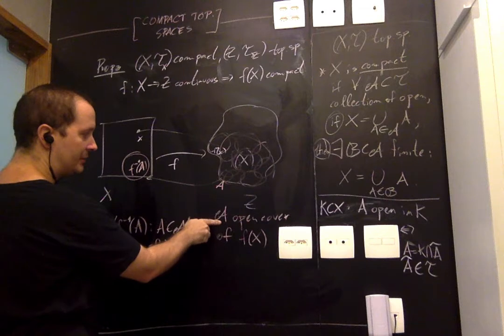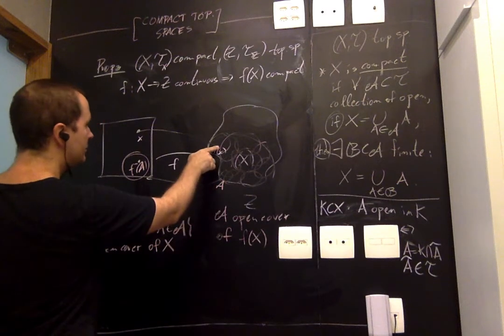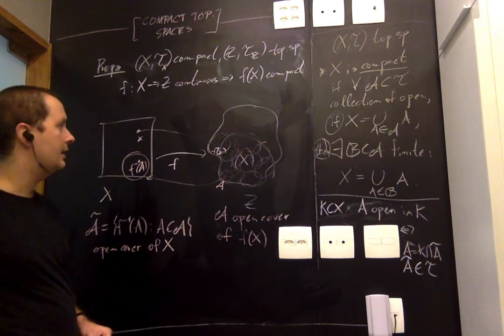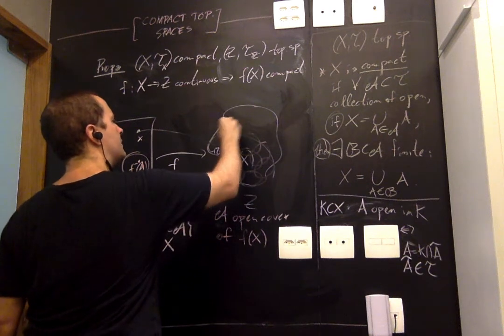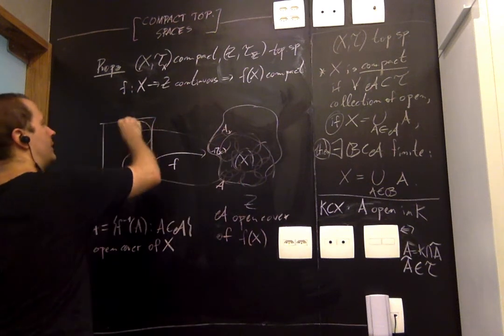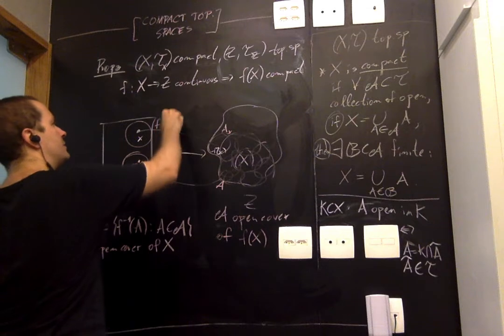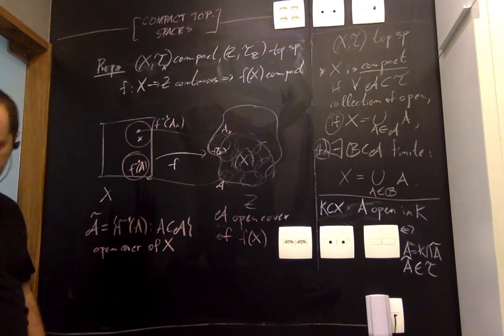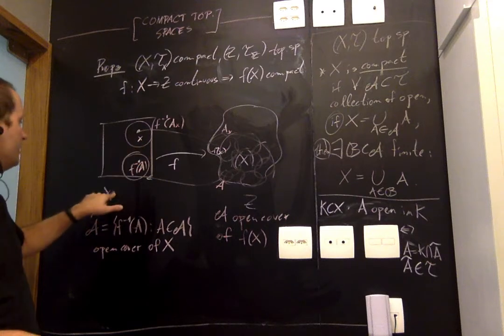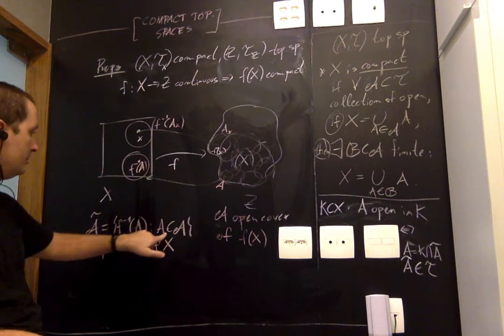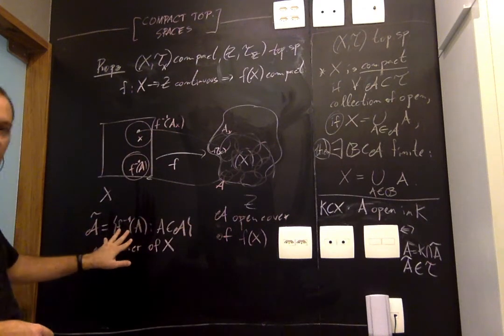f of X is covered by this collection, right? This collection covers the whole image. Therefore, there exists an A sub x containing x. And that means that x is contained in f minus 1 of A sub x. Okay, so I'm done, right? I know that all elements of the space X are contained in some preimage. So this is an open cover.